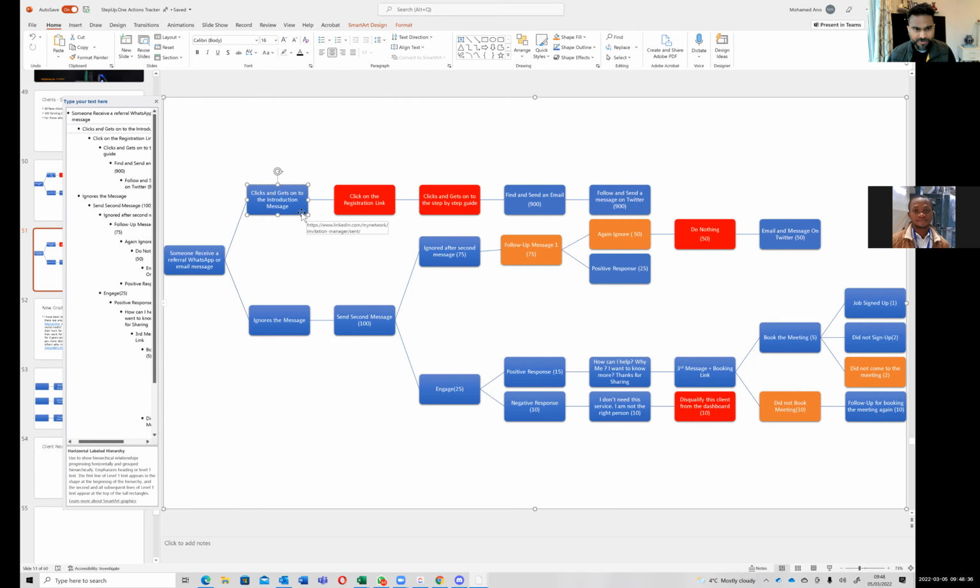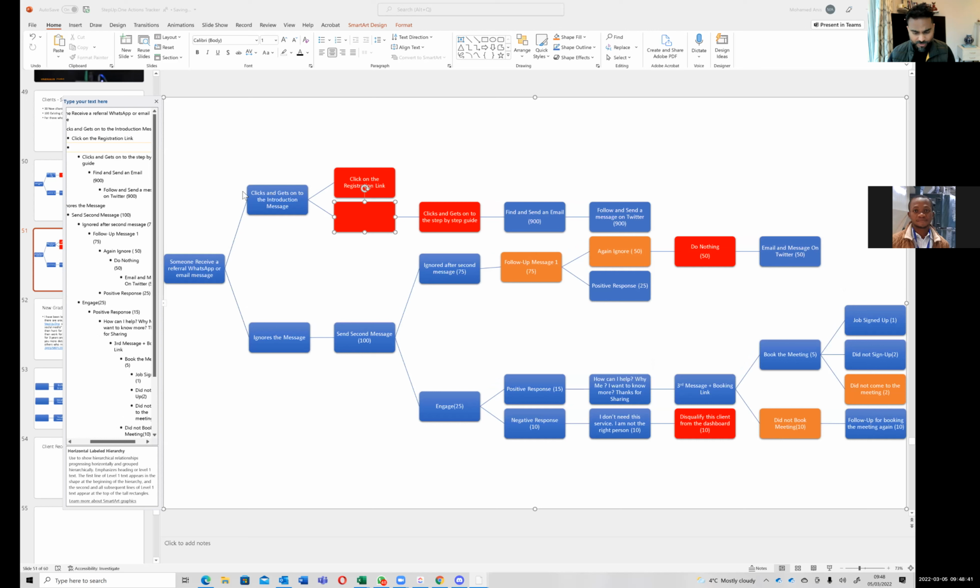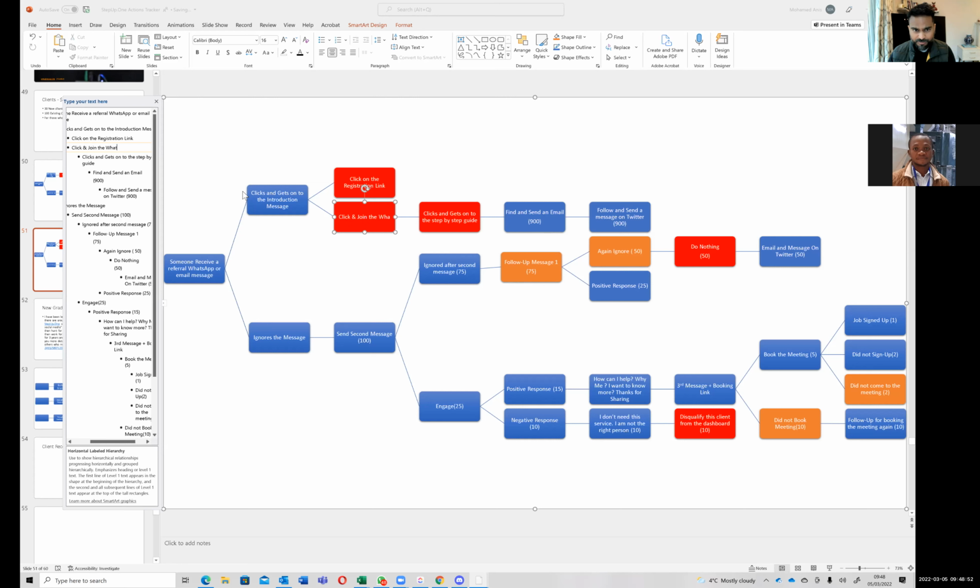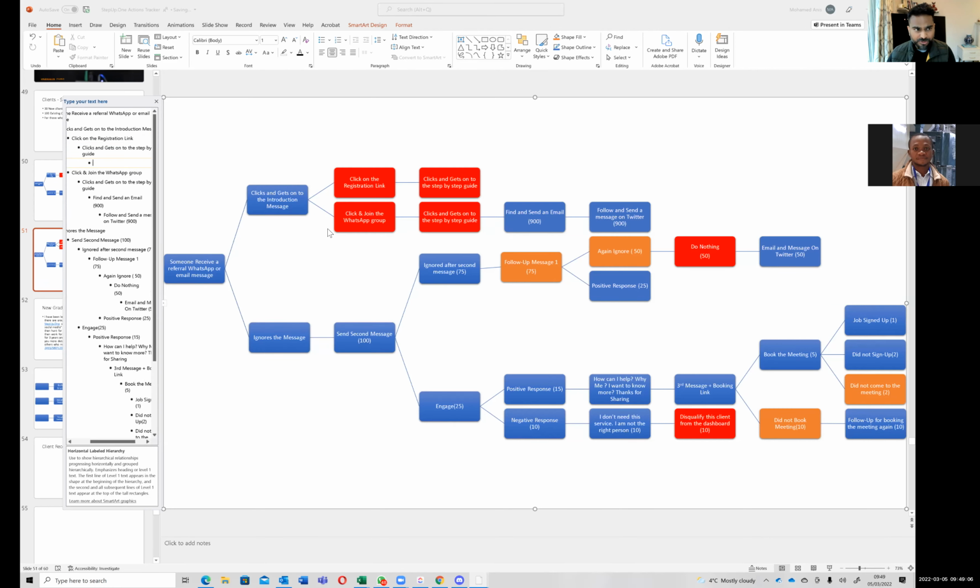There are three things they can do from here, right? They can click on the registration link. They can also click and join the WhatsApp group. At the end of this, the registration link would take them to this one. And this one should take them to the step-by-step LinkedIn guide.